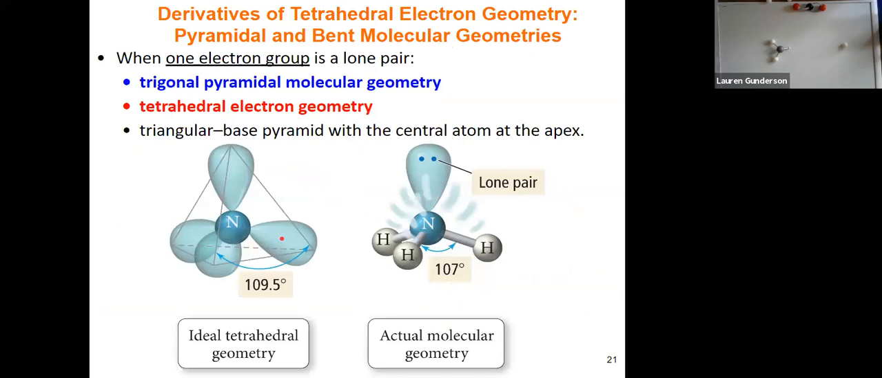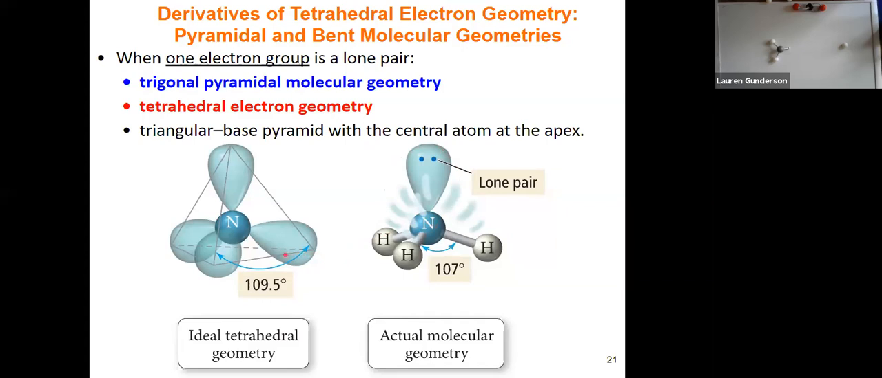Now we have more than one derivative of the tetrahedral electron geometry because the more electron groups that we have, the more derivatives we can have. For our trigonal planar electron group, we only had 1 derivative because there's only 3 electron groups. Now with 4 electron groups, we're going to have more than 1 derivative. First, we're going to look at what happens when we replace 1 electron group with a lone pair. Instead of having 4 bonding pairs, we're going to remove one of the bonding pairs and replace it with a lone pair.